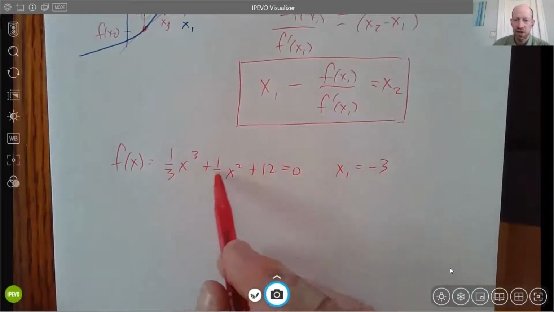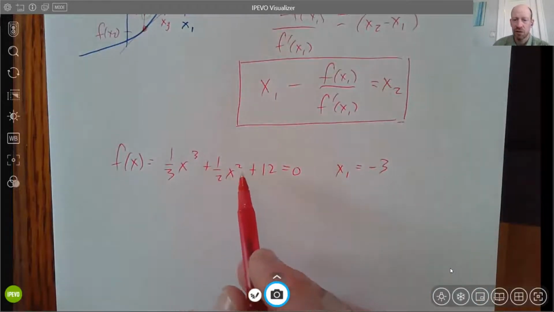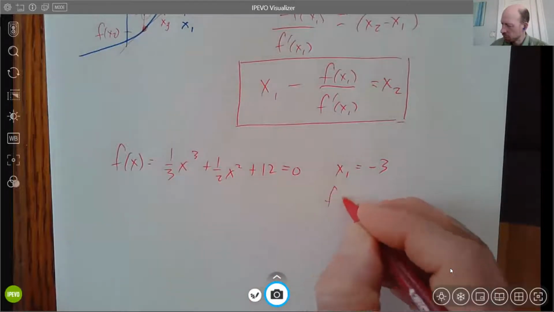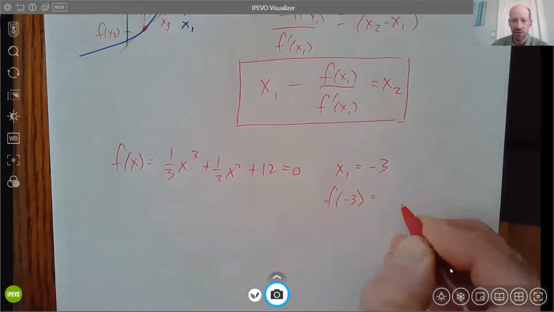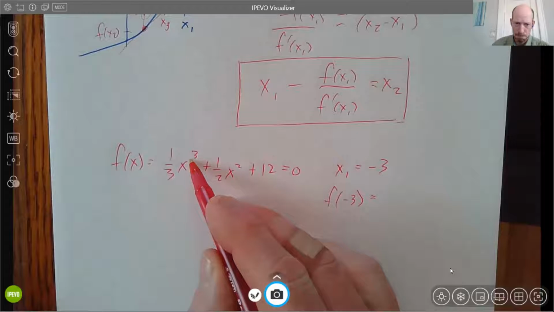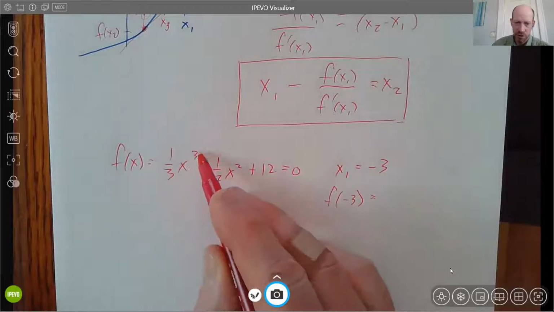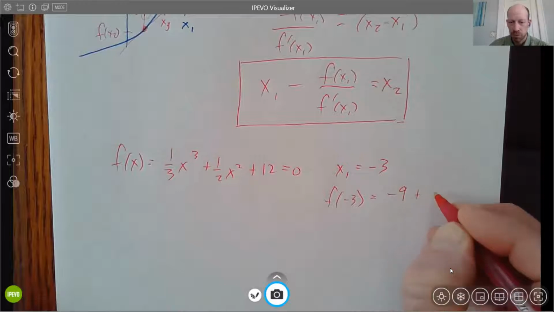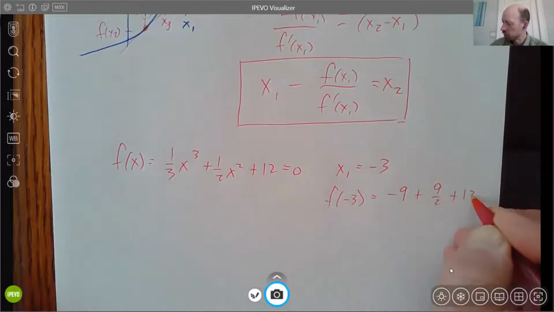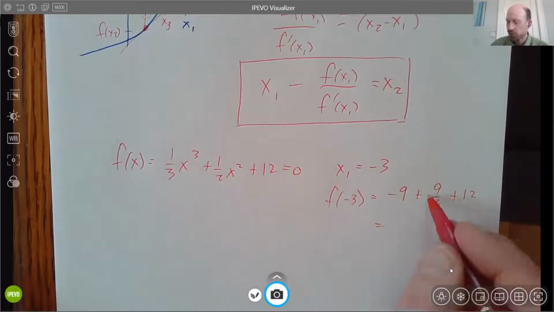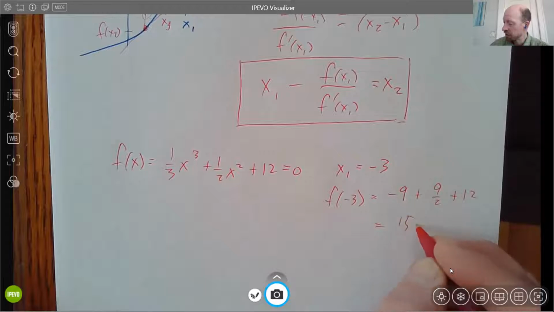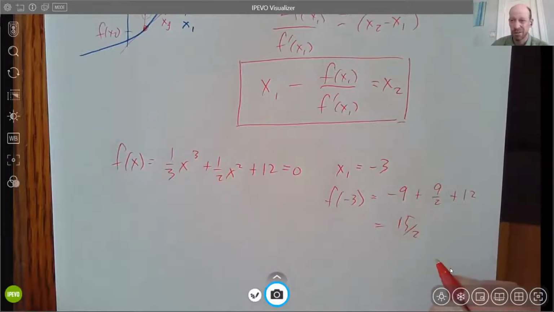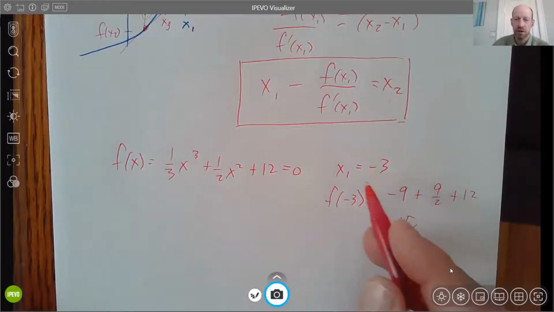You can check and see what this gives us. I don't know how close to 0 it is. F of -3, we'll need this eventually. So -3 cubed, this is going to be a -9 plus 9/2 plus 12. That's 3 plus 9/2, which is 15/2, which is not really all that close to 0, right? I mean, it's over 7, but it's a starting point, and that's what they tell us to start with.